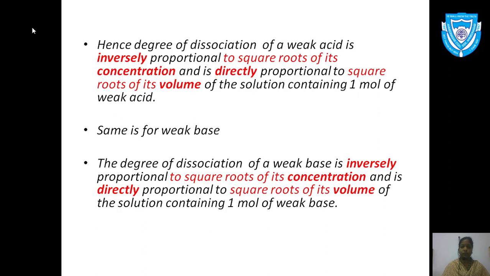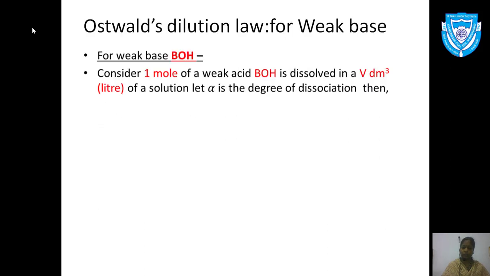So the degree of dissociation of a weak base is inversely proportional to the square root of its concentration and is directly proportional to the square root of the volume of the solution containing 1 mole of weak base. So now we are going to derive the formula here, the Ostwald dilution law for weak base.